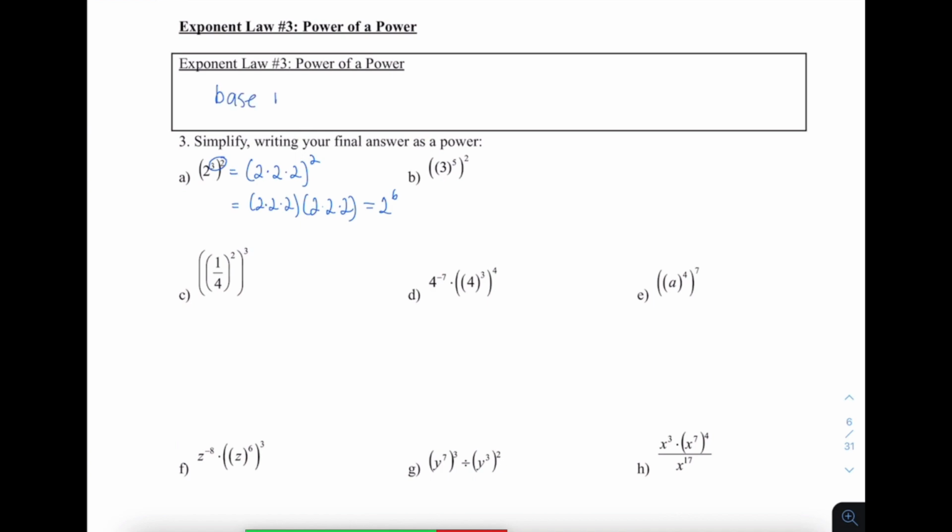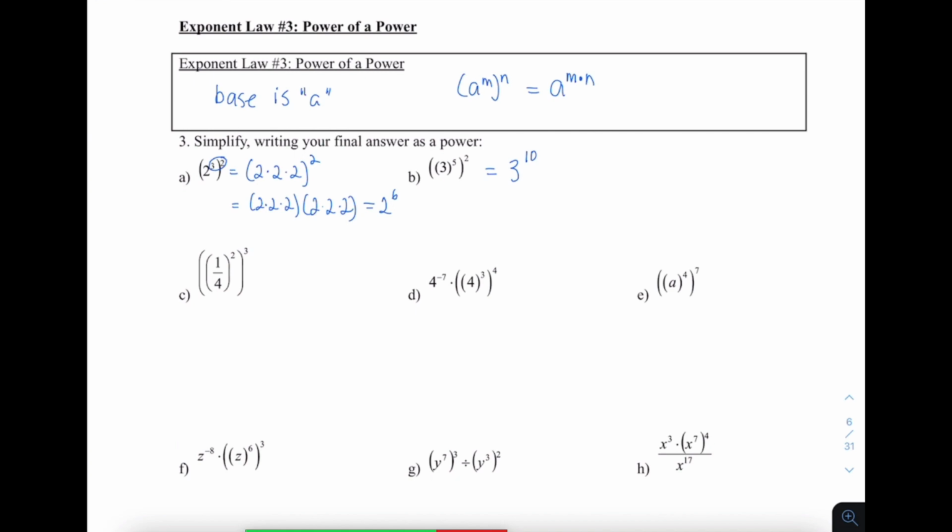So again, if my base is a, okay, if I have a to the power of m raised to the exponent n, I can write that as a to the power of m times n. So what I would do is multiply the exponents together. So in this case, it's really simply 3 to the power of 10.